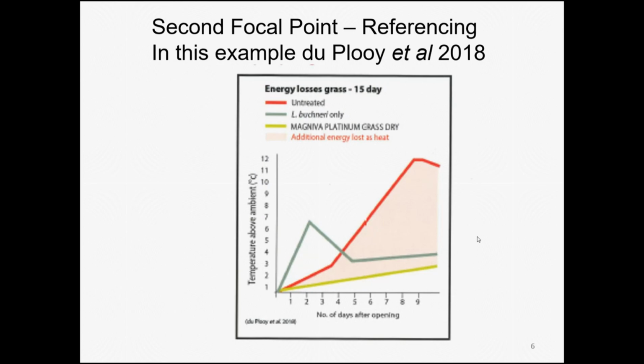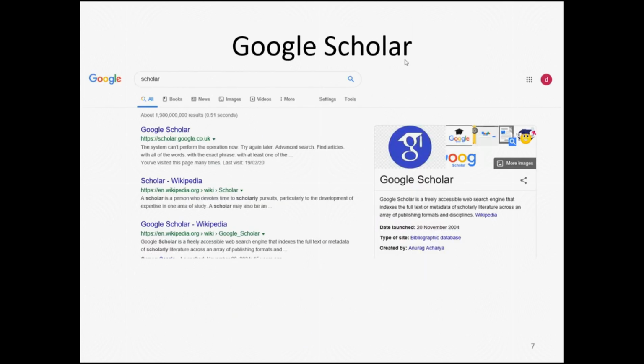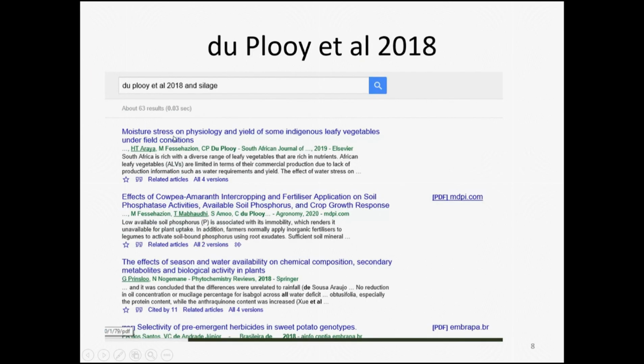So the second thing I want to look at is this piece at the bottom. Because it's blown up so much, you can't see it. But basically, it says Deploy et al. 2018. How can we look at that original piece of work that's been published? What we do is we go to Google. We type in the word scholar, and the first thing that comes up is Google Scholar. We click on Google Scholar, then we put in Deploy et al. 2018 and silage, so that we just pick out the silage articles.